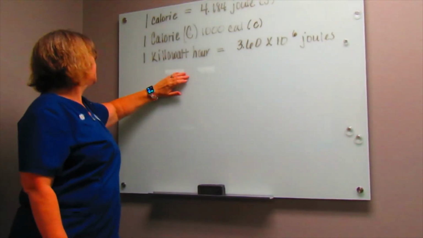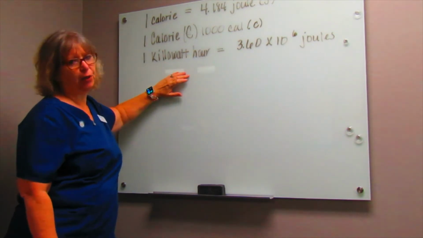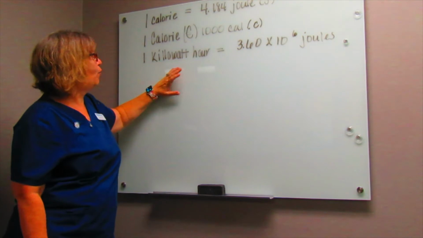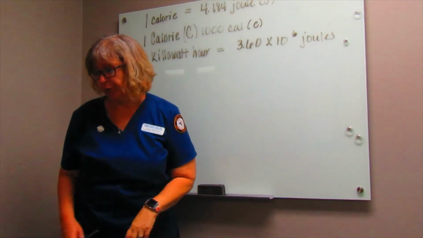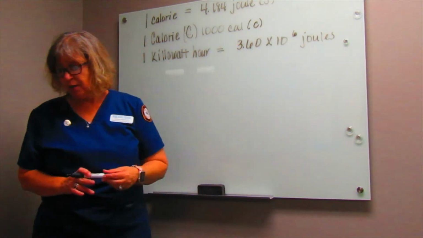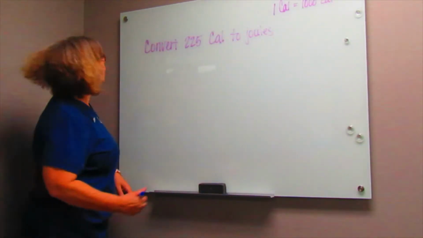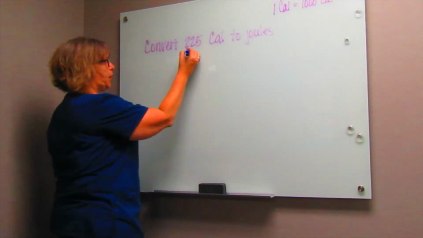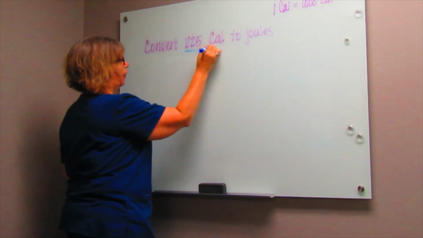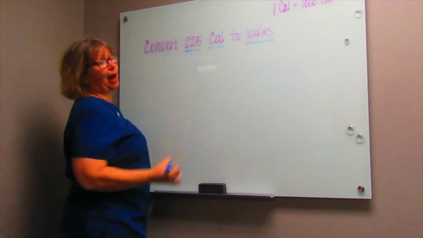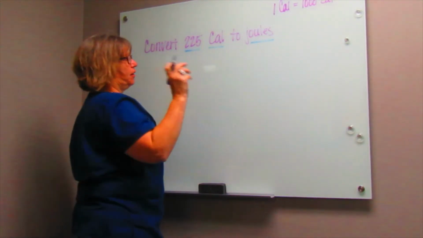So these are units that you need to memorize. You might want to pause the video now and jot these down on a flashcard, and then when we come back together, we're going to work through some energy conversion problems. Okay, so we are going to convert 225 Calories to joules. And this is with the big C and not the little c.